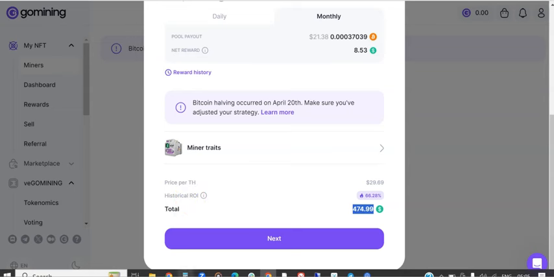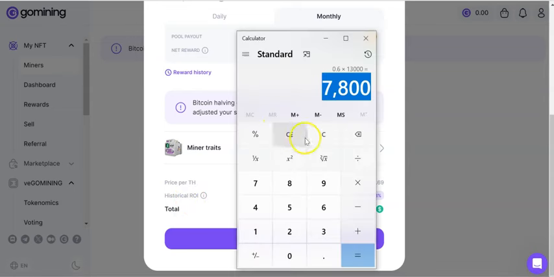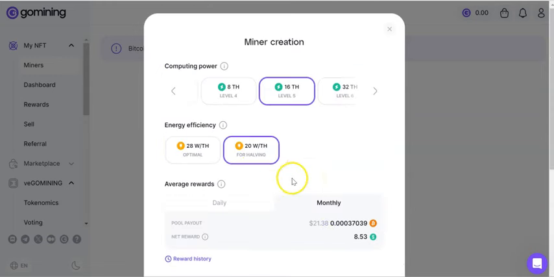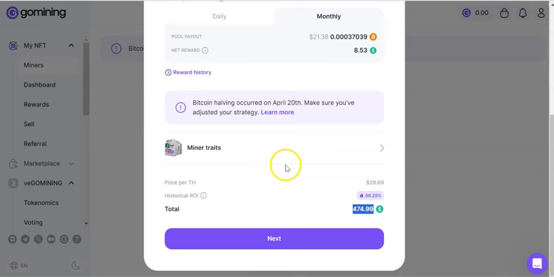That should be something around, let me check this out. 8 point what? I think 8.5. That is the approximate value, 8.53 multiplied by 12 months. You see that. So once you have that hash power, you should continue to make money. It might take you some years to break even or something like that.